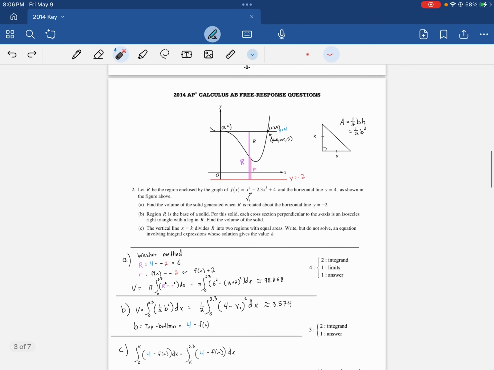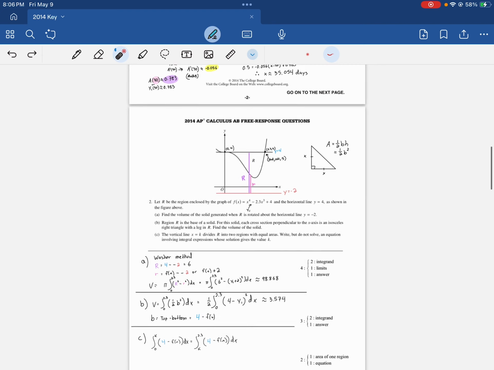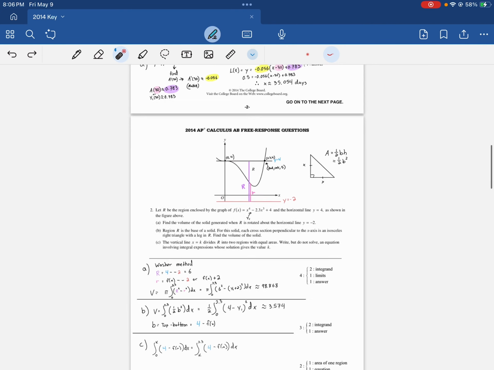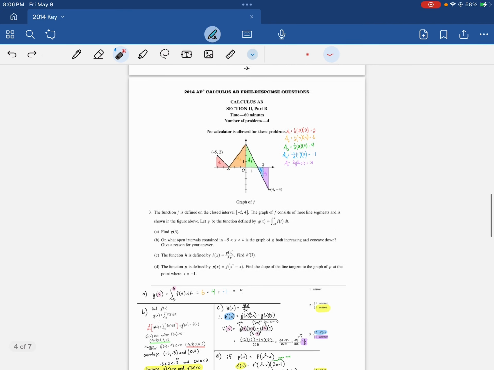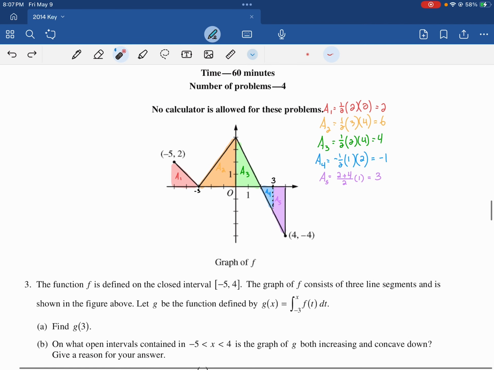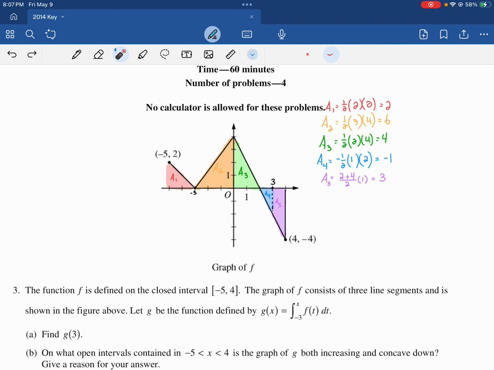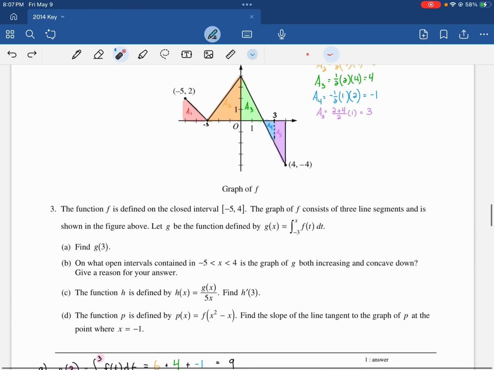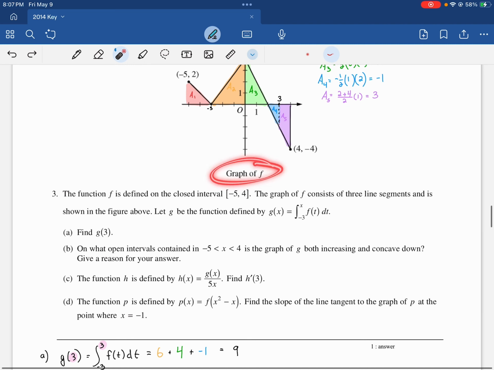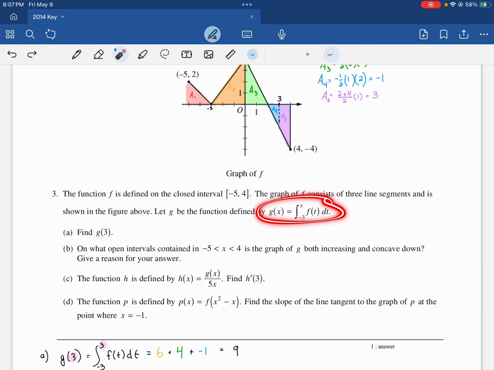This is the rest of the calculator section for 2014. The rest of this we have to do the old-fashioned way, by obsessively color coding everything. So visualizing this, maybe illustrating it would help you if you have access to this. We have the graph of f, and I'm told that g represents the area under the curve of this f function from -3 to some value x. You'll see this a lot through AP Calc AB.